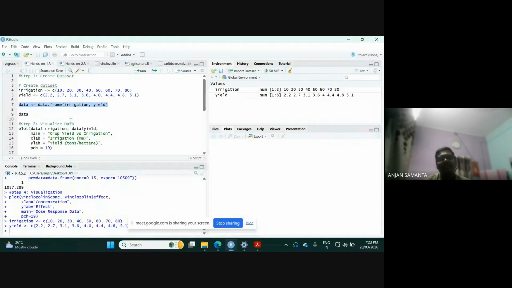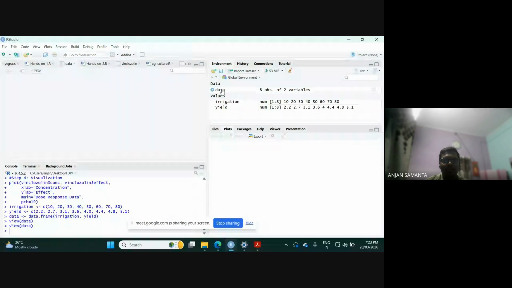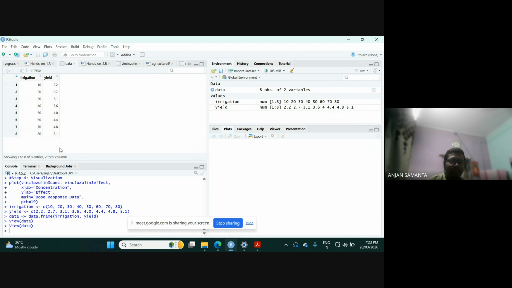If you want to do some analysis on the irrigation and yield, you have to define a data frame. This is the code for that. So you now have a data frame. What is the data frame? You can check: if I double click on this, the data frame appears. Irrigation is this and yield is this. So you have defined that in the R program.